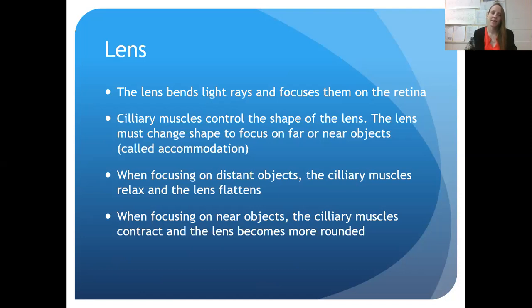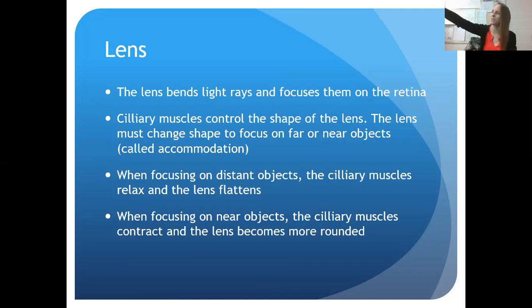The ciliary muscles are muscles that are attached to your lens, and they actually control the shape of your lens. So the shape of your lens determines whether you're focusing on something up close or far away. And so the ciliary muscles are essentially what allows you to do that, to focus on different distances. And they do that by either contracting or flattening the lens.